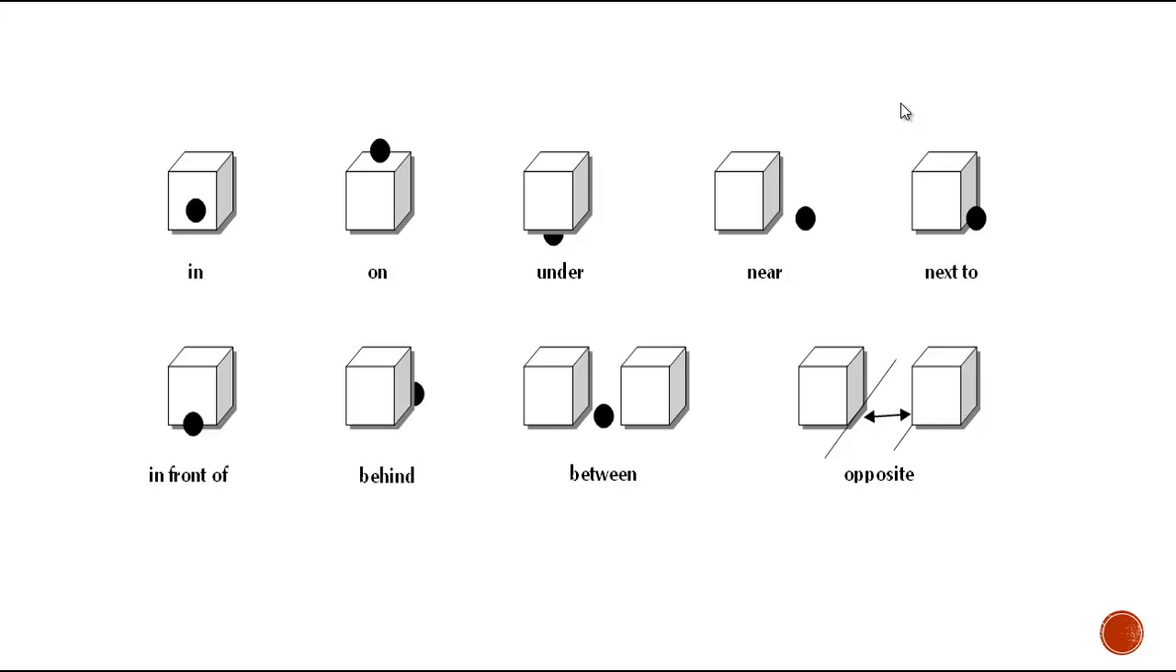We need to know the prepositions as well, and here they are in English. I suggest you pause right now and try to do them in Japanese. I'll run through a few of them right now. First one is in, naka, on, ue, under, shita, near, could be one of many things, but we'll use chikai. Next to, could also be one of many things, but we'll use yoko. In front of, mae, behind, ushiro, and between and opposite as well.